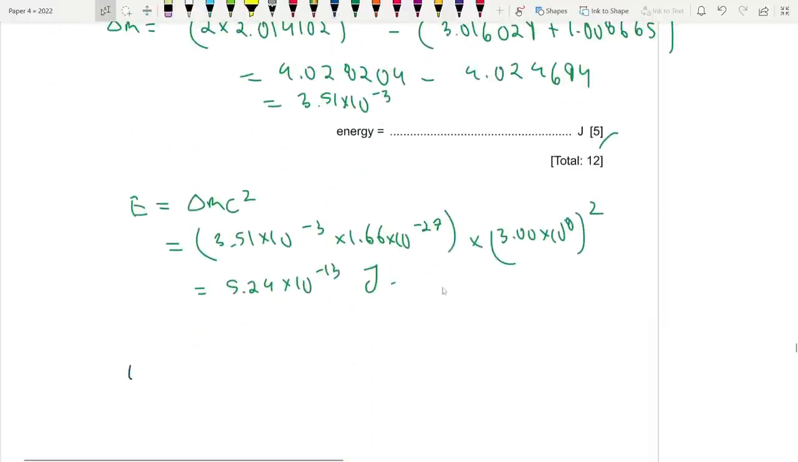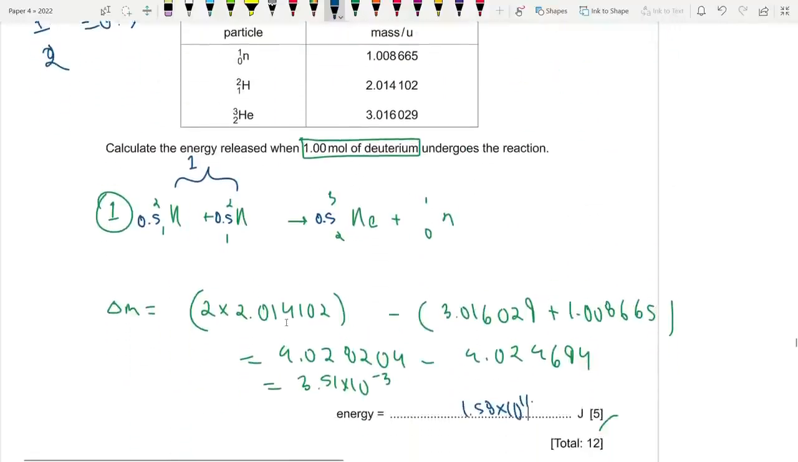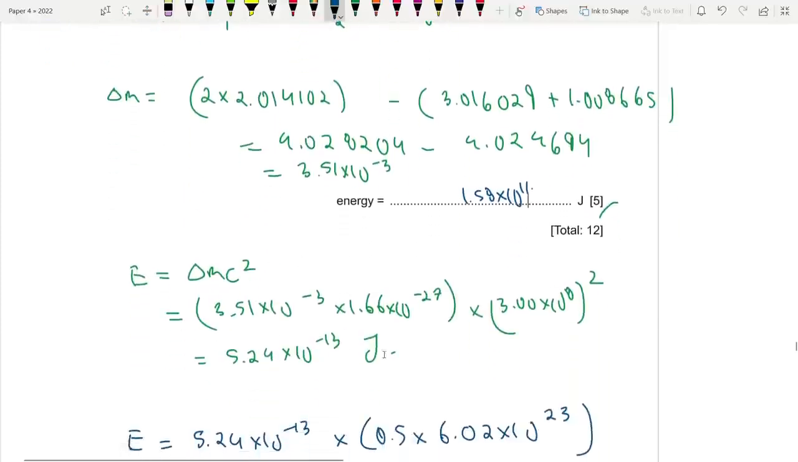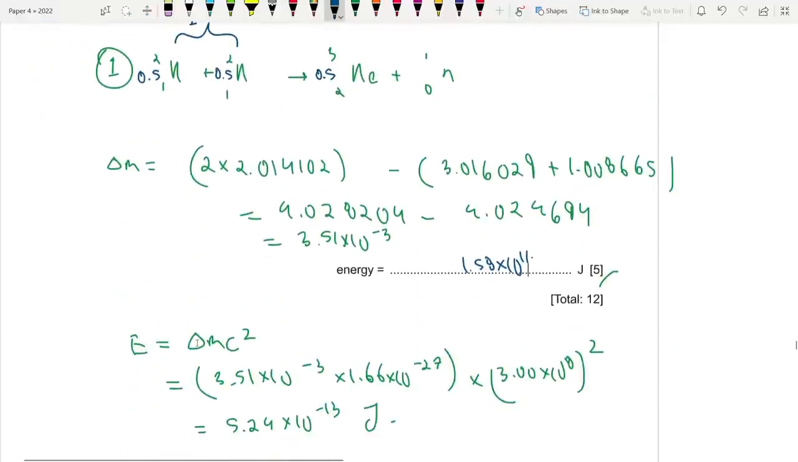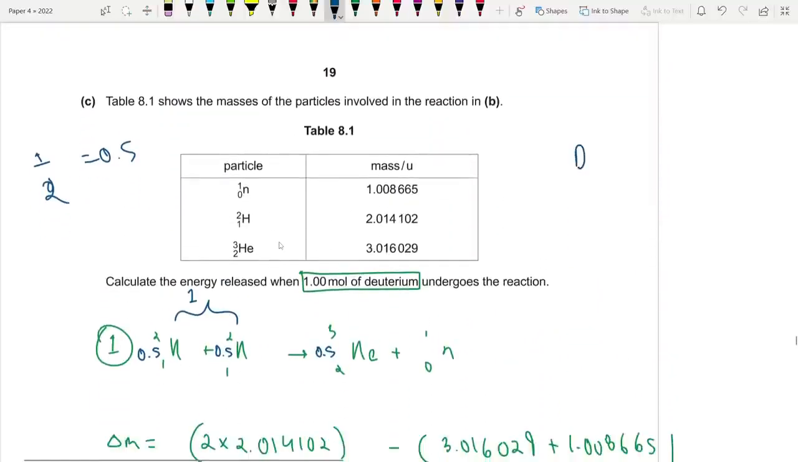So how many helium nuclei are there in total? So the total energy is 5.24 into 10 to the power minus 13 into 0.5 moles of helium, which is 0.5 times the Avogadro constant, 6.02 into 10 to the power 23. Do you get it? So into 6.02 into 10 to the power 23 into 0.5, which gives us an answer of 1.58 into 10 to the power 11 joules. So I'm going to repeat the process again. The mass on the left hand side is greater. So I found out the mass defect, found out the energy in joules by converting U into kg. Now this energy was for the release of 1 helium nucleus, but we have 1 mole of deuterium, right?